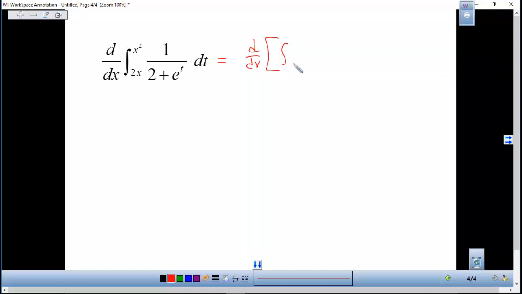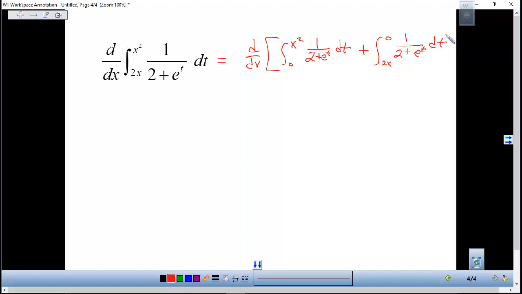of the integral from 0 to x squared of 1 over 2 plus e to the t dt plus the integral from 2x to 0 of 1 over 2 plus e to the t dt. And you can write these in any order you want to, it doesn't matter.